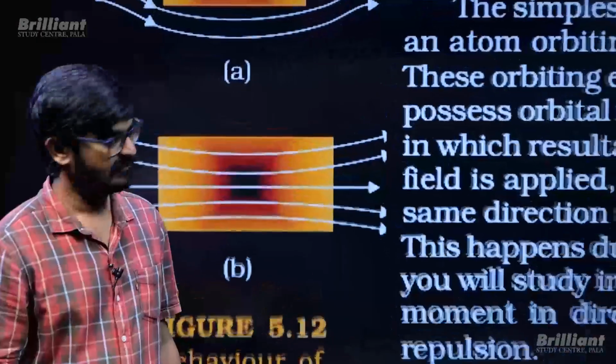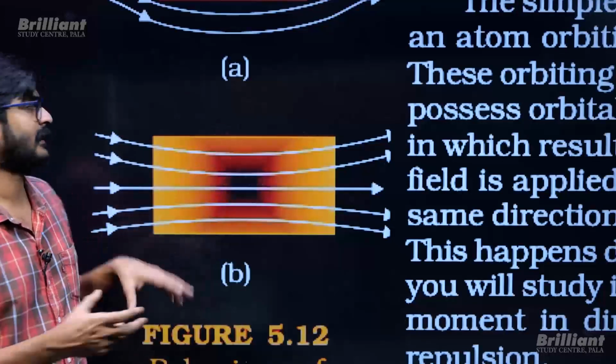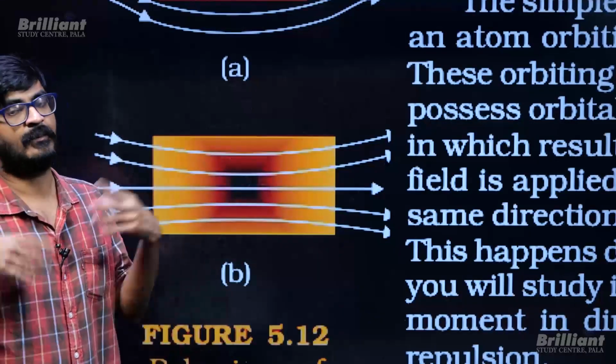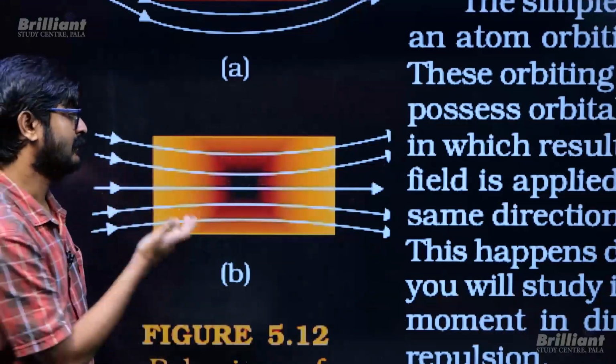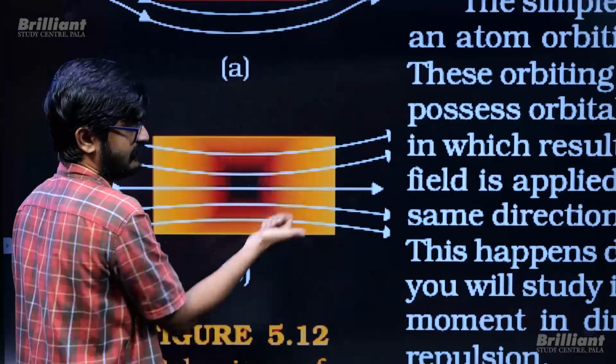They are talking about this figure. So you are applying some magnetic field in this direction. If there is no material, the magnetic field would have been uniform. Now apart from your applied magnetic field, what is happening? There is induced magnetic field in this direction.